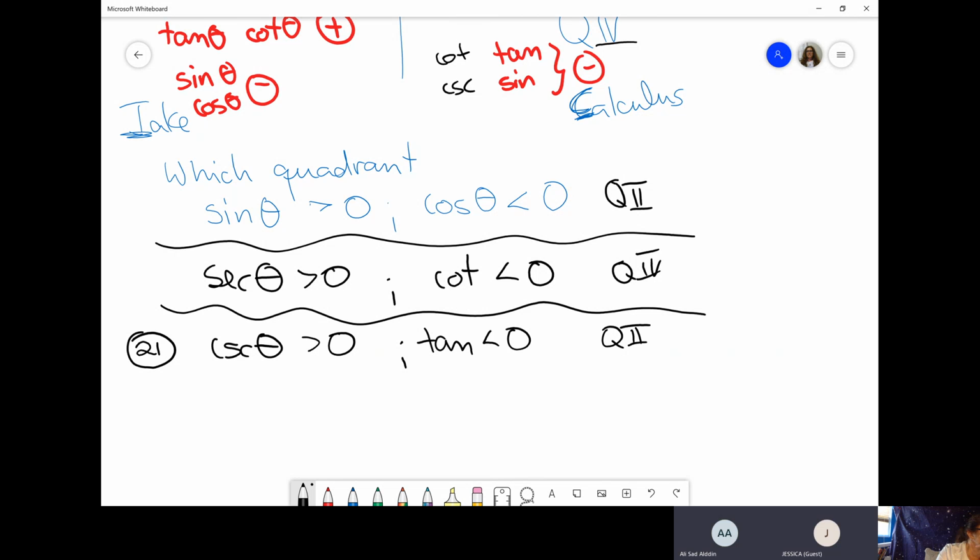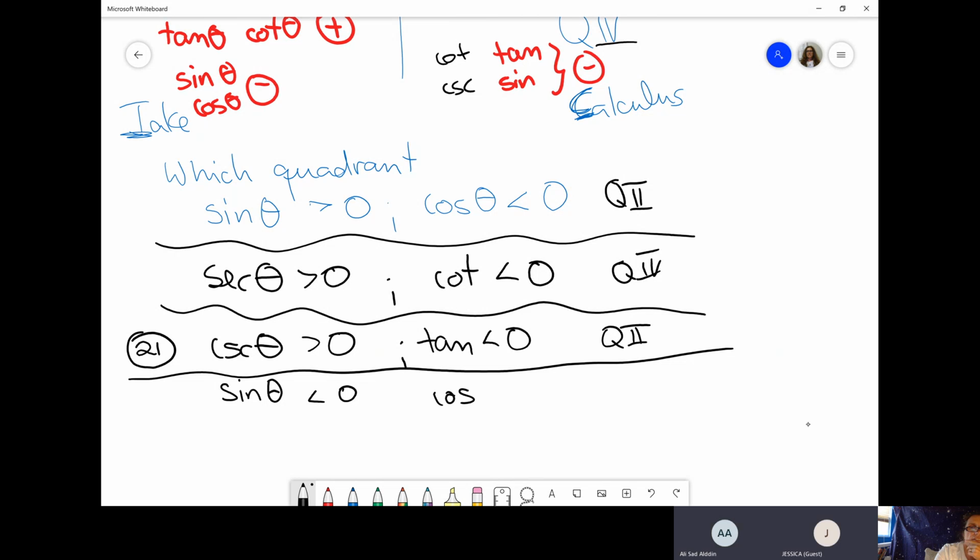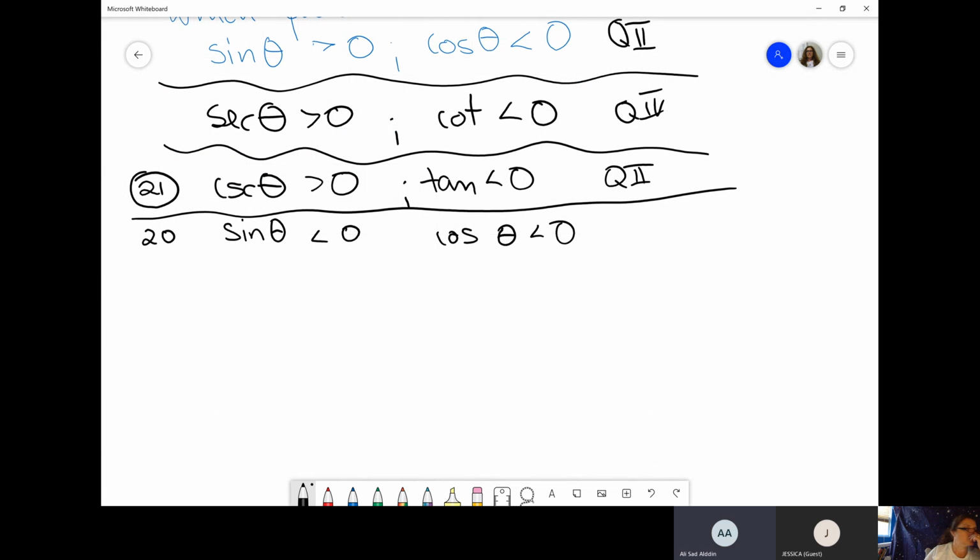One more for good measure. The sine of theta is less than 0 and the cosine is less than 0. That is number 20 in the book. Which quadrant? 3. That would be 3. That is correct.